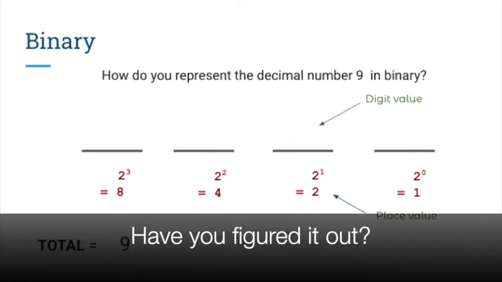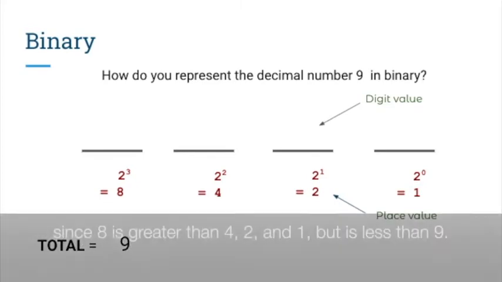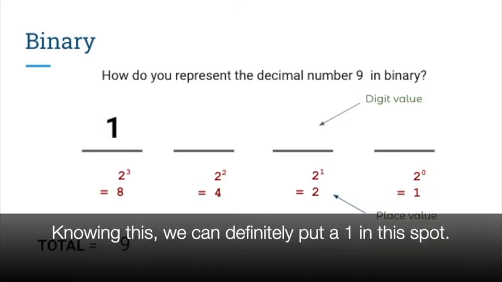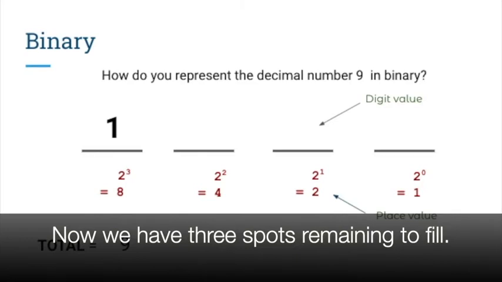Have you figured it out? So the greatest place value would be 8. Since 8 is greater than 4, 2, and 1, but is less than 9. Knowing this, we can definitely put a 1 in this spot. Now, we have 3 spots remaining to fill.